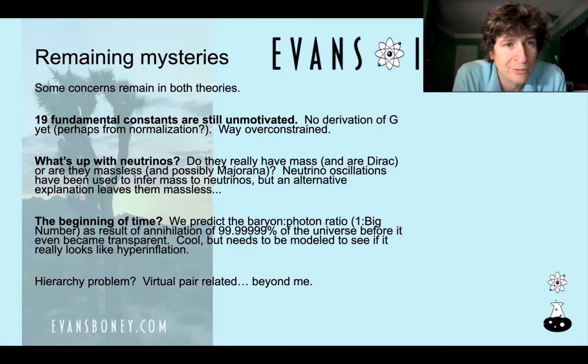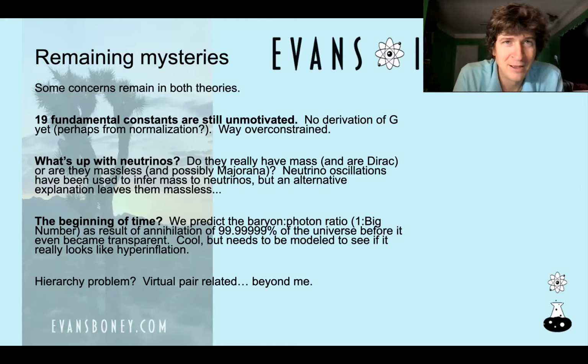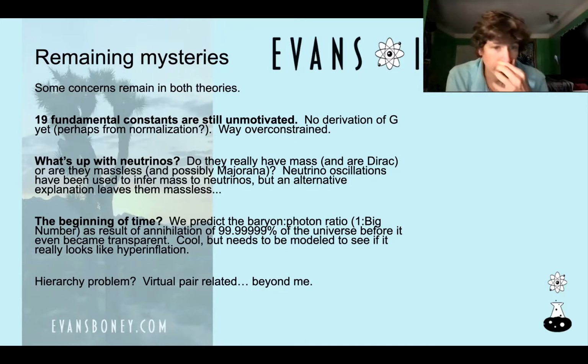What's up with the neutrinos? So I don't know. We'll have to find out. We'll have to see a supernova. Hopefully not too close, so a little far away, but close enough that we can get some neutrinos from it. So that's a pretty fine line to be walking. Neutrino oscillations have been used to infer mass, but there are lots of other explanations for that. Beginning of time. So that's one where I think we're onto something.